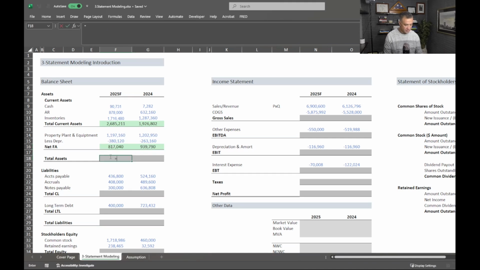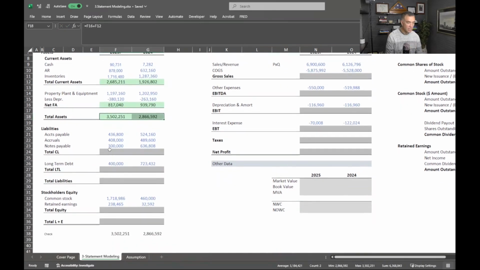Next, what we want to do is find out what the total assets are. Well, total assets is fixed assets plus current assets. That's going to be our total. Now we're going to go on to the liabilities and the equity side of things. What we want to do is calculate the total current liabilities, and all we're going to do is sum that up. It's very simple here, the balance sheet.